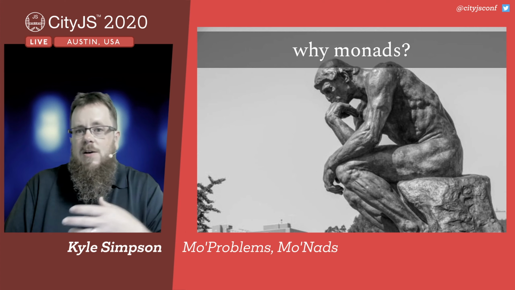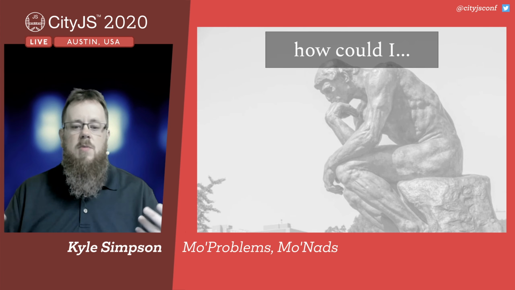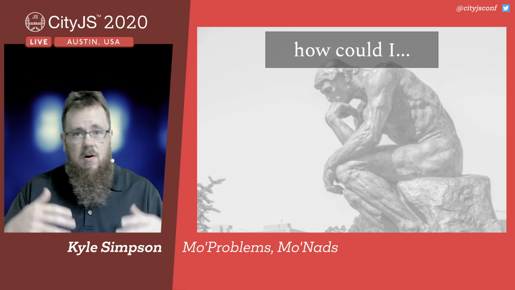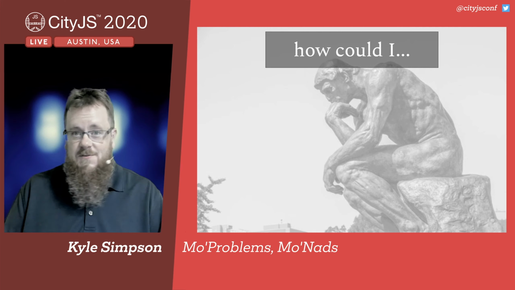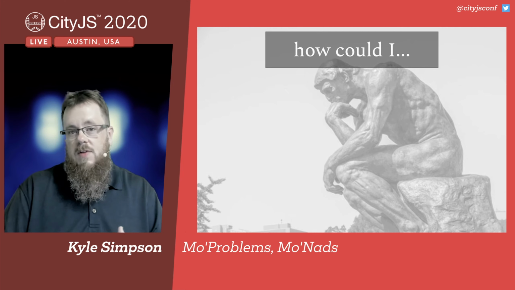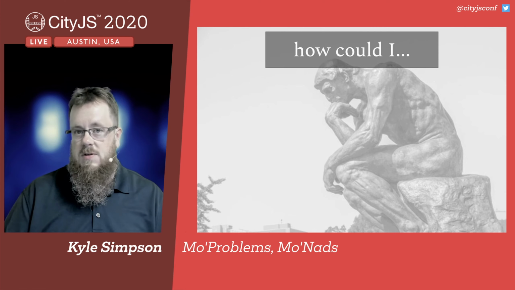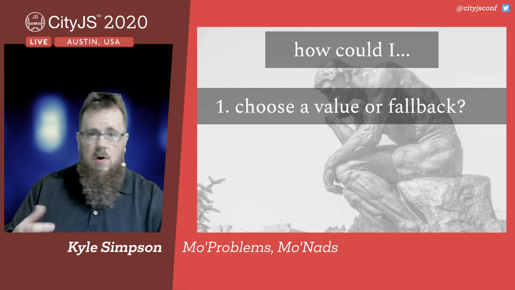So what are some things that we struggle with in our programs? What are some questions that we might ask of our programs? What problems might we face? And I'll say that these are all problems that all of us have faced in all our programs, and we've also already got lots of familiar solutions to these problems. We're just looking at another way of solving them that opens up the door to potentially better usages of these patterns in our code. So we may choose a value or a fallback value.